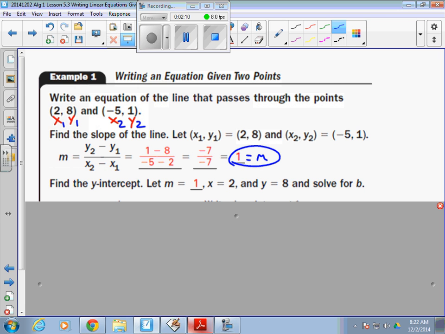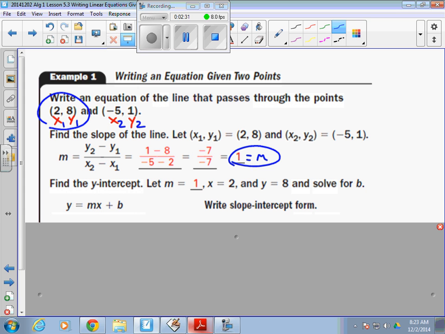So in order to find the y-intercept, let m equal 1, and let x equal 2 and y equal 8. You might have chosen to use the numbers negative 5 and 1, but the instructions just said to use 2 and 8. You'll come up with the same numbers if you use negative 5 and 1, the other point. In this case, it just happens to use this one here, x and y.